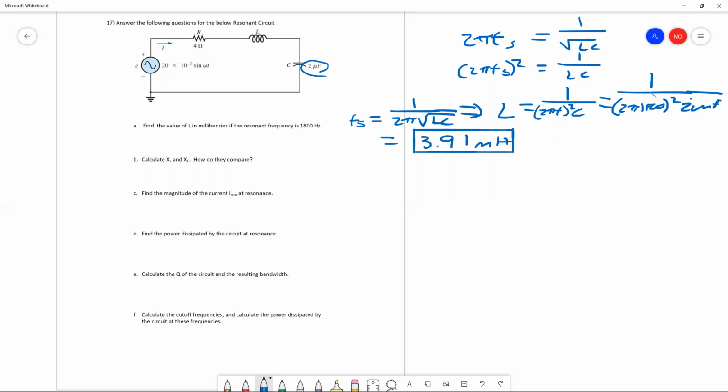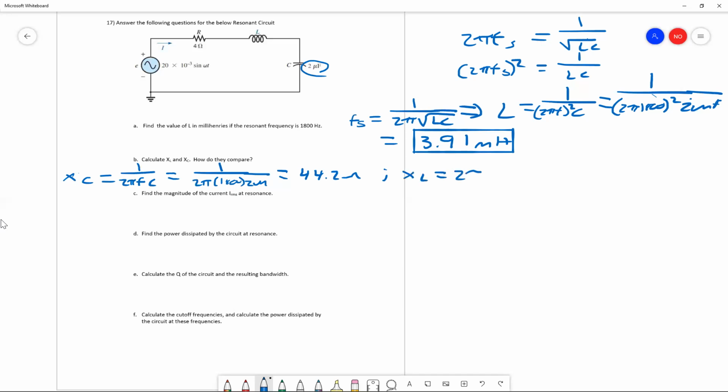Now B, calculate the reactance of the capacitor and the inductor. How do they compare? So what we'll do is we'll just plug them into the normal equations for reactance. XC is equal to 1 over 2 pi FC. So that's 1 over 2 pi 1800 times 2 milli, which will give us 44.2 ohms.